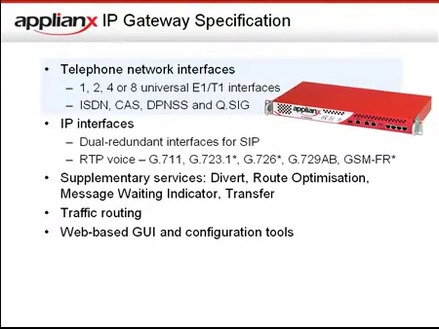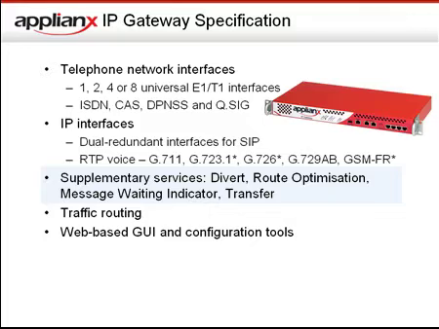The ApplianX IP Gateway supports from 1 to 8 E1/T1 interfaces and supports a wide variety of TDM protocols, including ISDN, NI2, AT&T, DeepNSS and Q.SIG. There are dual redundant interfaces for SIP, and we support voice codecs such as G711 and G729.